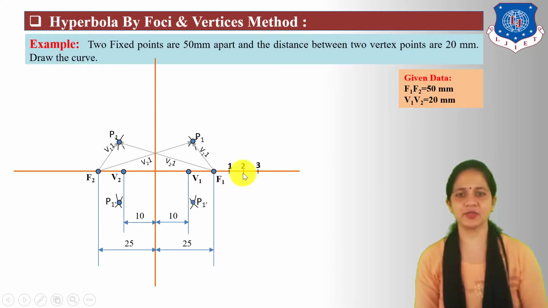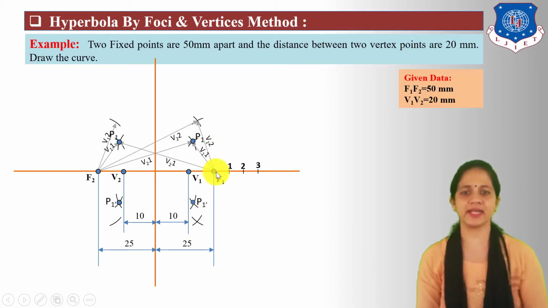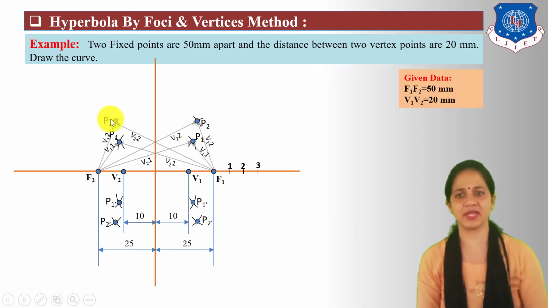Next, take radius 2 V1, center F1 and draw 2 arcs in right side quadrant. Take center F2 and draw 2 arcs in left side quadrant. For intersecting arcs, take radius V2-2, center F2 and cut right side quadrant 2 arcs. Next, take center F1, take same radius and cut left side quadrant 2 arcs. Mark here locus points as P2, P2 dash in right side quadrant. Similarly, P2, P2 dash in left side quadrant.